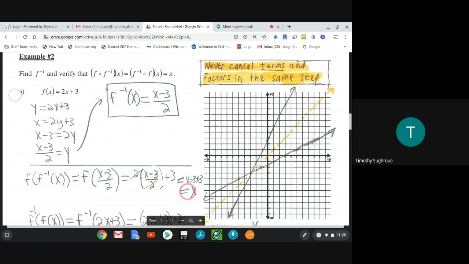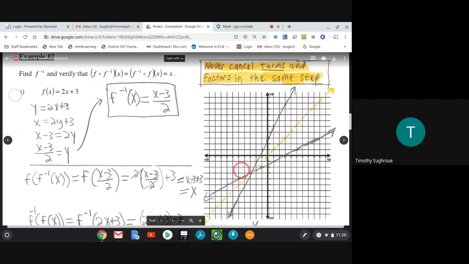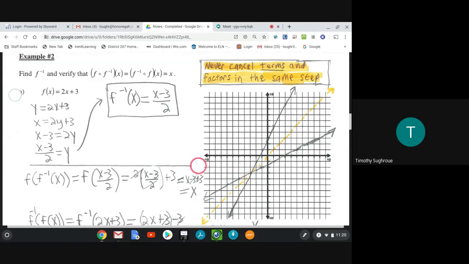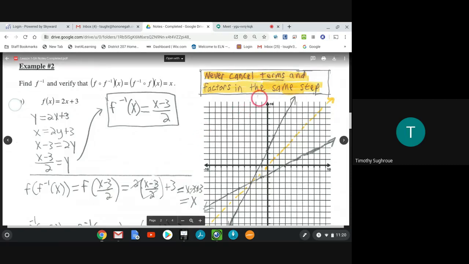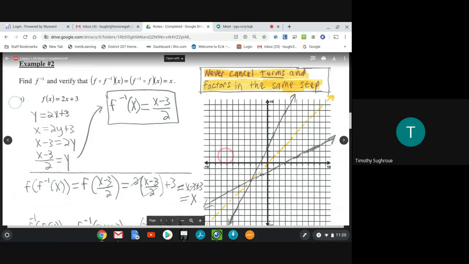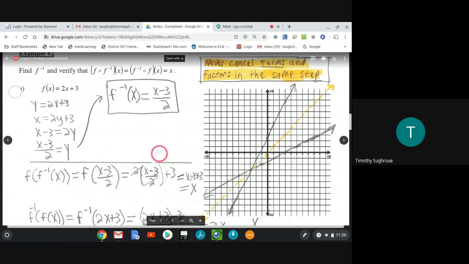One of the cardinal rules throughout the year will be this rule right here. I just call it rule number 1. So if you see a point deduction and it says R1, R1 stands for this: never cancel terms and factors in the same step. I will see students that cancel here and then cancel the negative 3 and the positive 3 all in the same step.